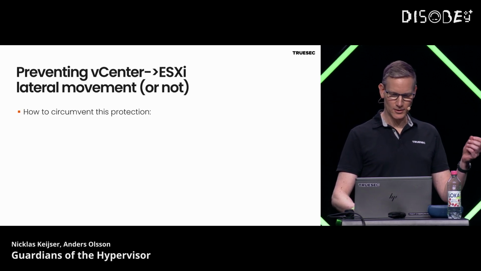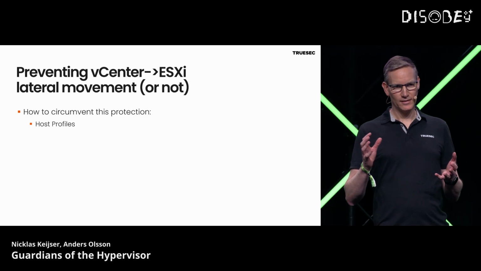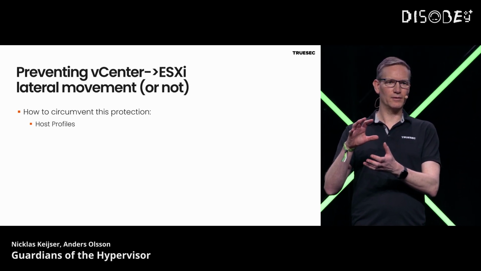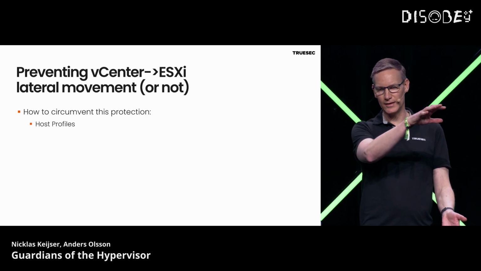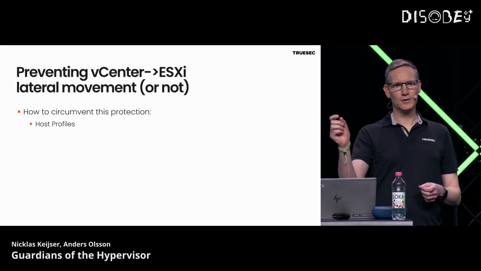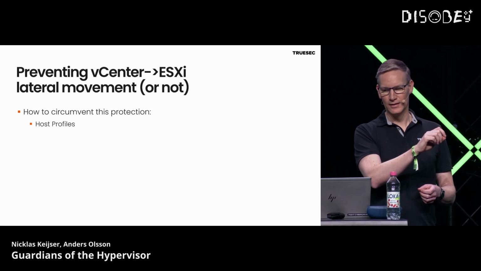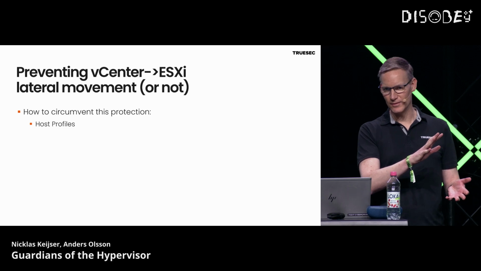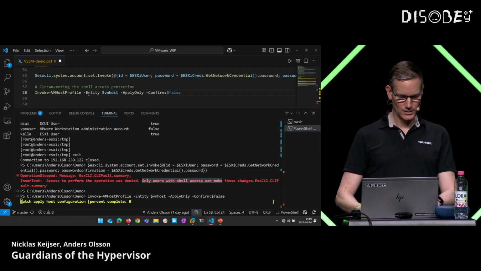So the way to circumvent this is to use something called host profiles. It's a feature in vCenter server where you define kind of a template for the settings of all your ESXi hosts, and then you apply it on them. And so what I did, I created a host profile that said root should have this password, and then I applied it to my test host. And even though it was locked down, this worked.